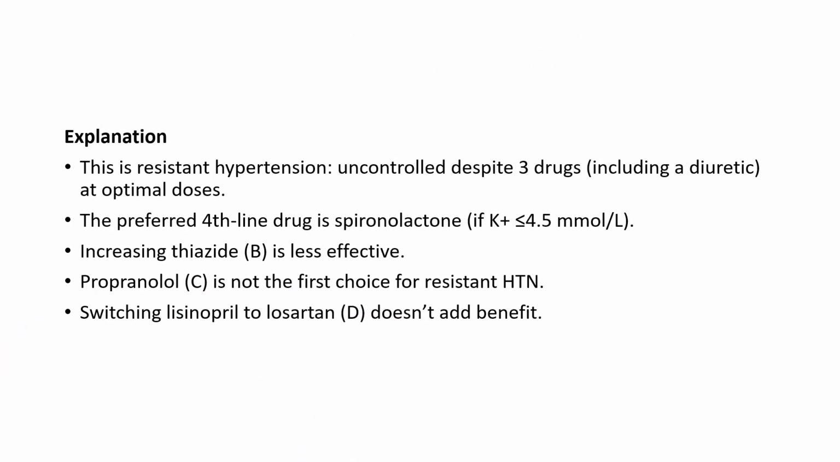The patient has resistant hypertension. Blood pressure remains uncontrolled on 3 medications, which includes a diuretic. The recommended fourth-line agent is spironolactone, provided potassium level is less than or equal to 4.5 millimoles per liter. Increasing thiazide dose has little effect. Switching ACE inhibitors to ARBs is not helpful. Beta blockers are not the first add-on in resistant hypertension.